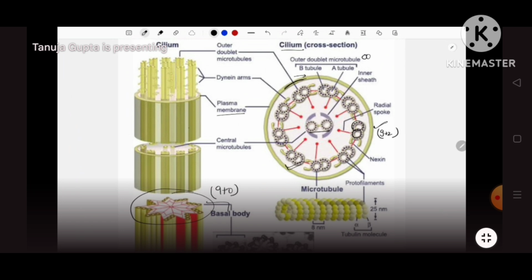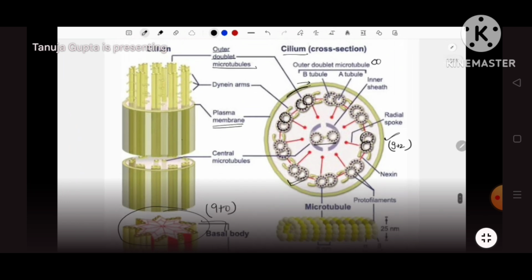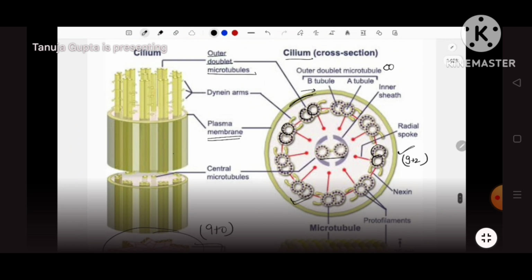It is called the plasma membrane. Now inside this plasma membrane, there is a doublet. There is a doublet of microtubule at 9 places. Okay, so you can see it is outer doublet microtubule. Outer doublet microtubule. Got it?